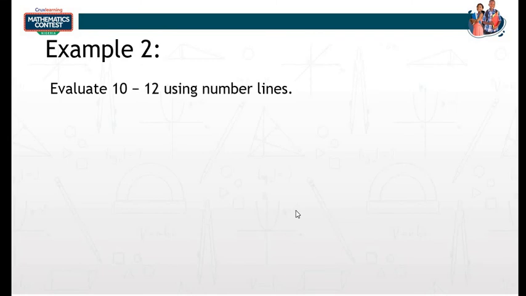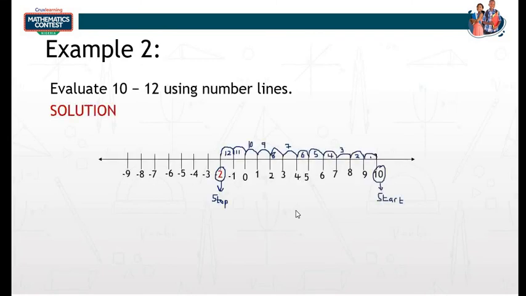So let's do this one together again. This is on subtraction. Okay, we have 10 minus 12. You start from 10, and move 12 steps. You move 12 steps towards the negative direction because it is minus. And this is what I did. 1, 2, 3, 4, 5, 6, 7, 8, 9, 10, 11, 12. And my result is minus 2. I finished on minus 2. And that is where my answer lies. Okay, so it's minus 2.